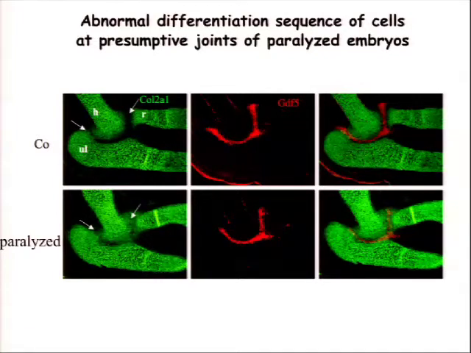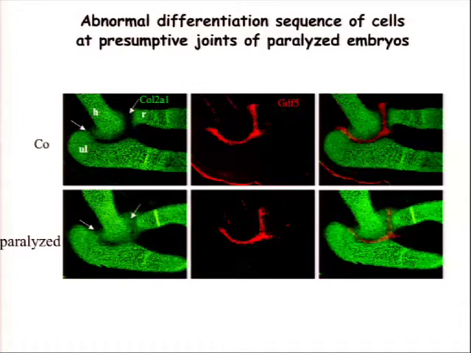However, in the paralyzed or muscleless mice, you can see that in the joint space the cells express collagen type 2 while they are also expressing GDF5, the marker for joint formation, suggesting that they are in a kind of mixed situation, or that they are not following the right process.